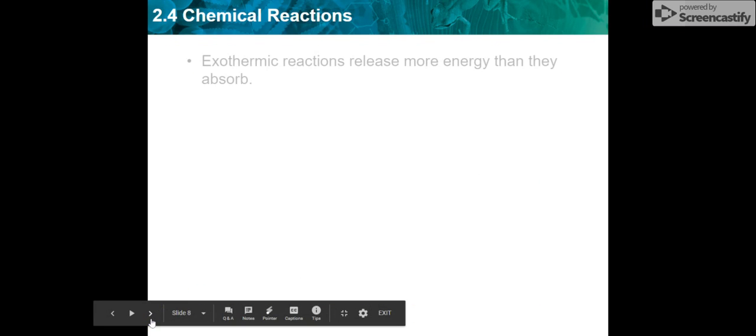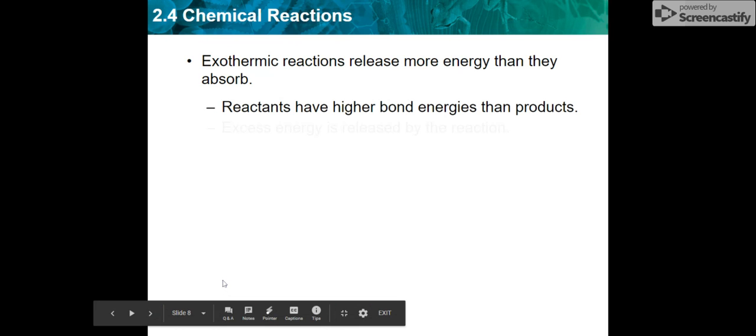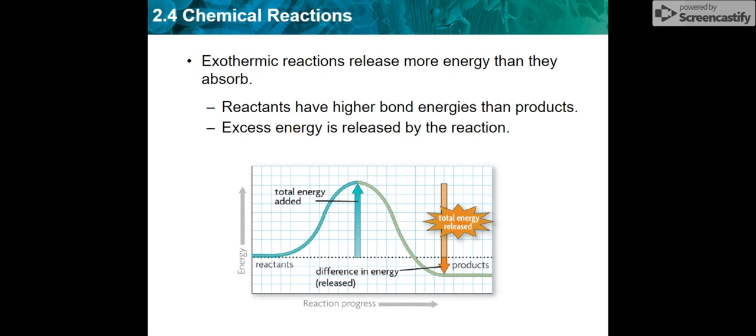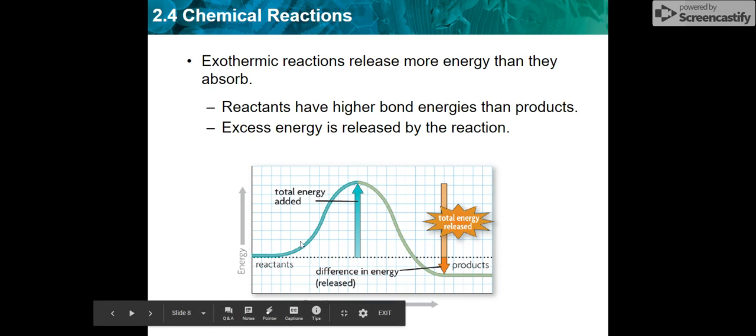Every reaction has some activation energy to get those reactants into the right position so the reaction can occur. There are two different types of chemical reactions we're going to talk about. The first type are called exothermic reactions. When you look at the overall process of the reaction, energy is released into the environment.